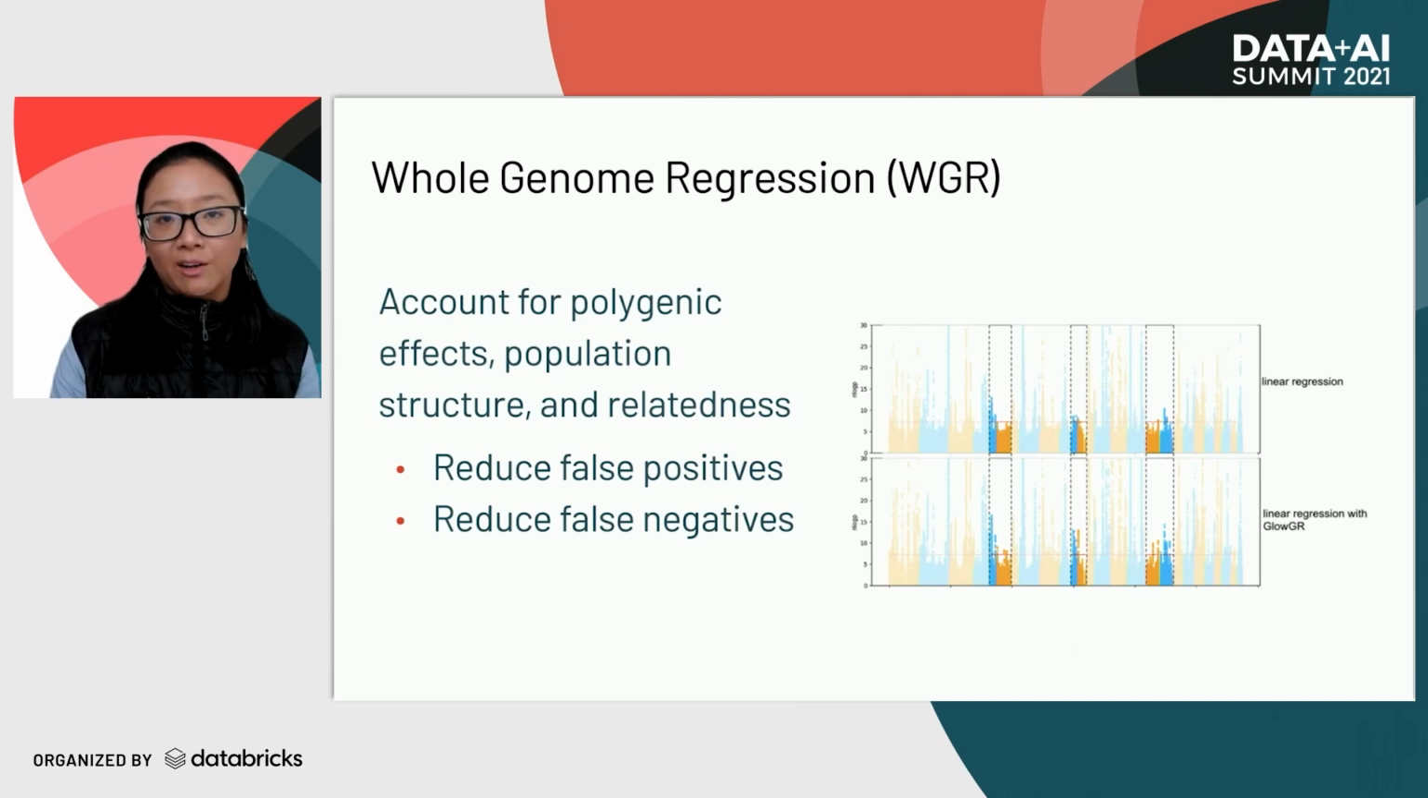In these comparative Manhattan plots, we can see that using WGR boosted the signal for a set of known genetic markers. Next, we'll discuss the WGR and GWAS implementations in the GLOW v1 release. I'll hand it over to Kiyavash to discuss our WGR implementation.